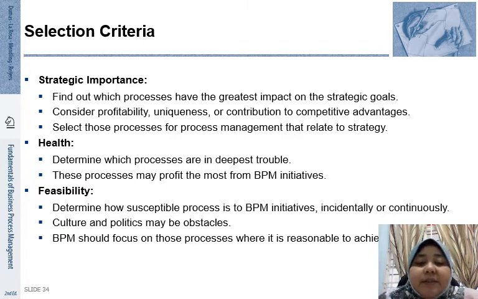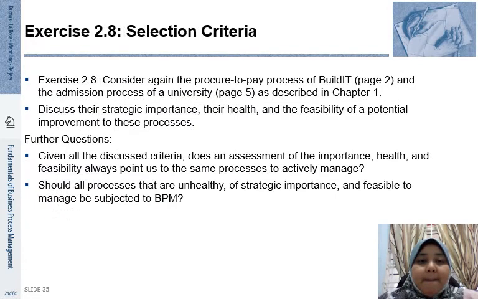Feasibility, determine how susceptible process is to BPM initiative, incidentally or continuously. Culture and politik may be an obstacle. Ini feasibility dia lah. Ada halangan-halangan dia tak? Ada constraint dia tak? Okay. BPM should focus on these processes where it's reasonable to achieve benefit. Okay. So these are the selection criteria.